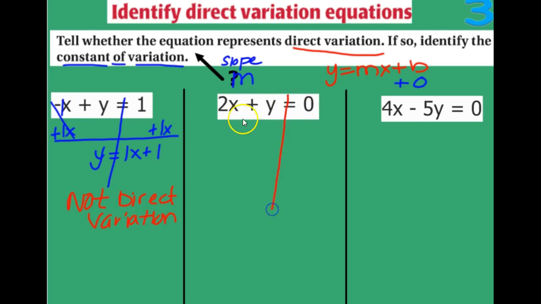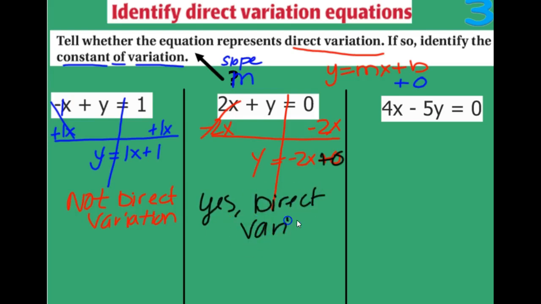Over here, let's solve this one. If I move this 2x, subtract 2x, I would have y equals negative 2x. If I want to write plus 0, I can. Well, is b a 0? Yep, it is. So yes, this is direct variation. And it says identify the constant of variation, or our slope. Our slope is negative 2.